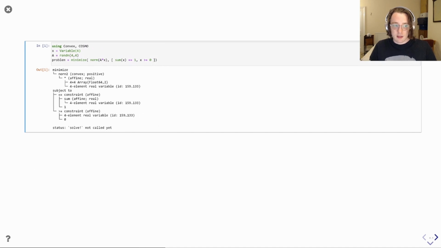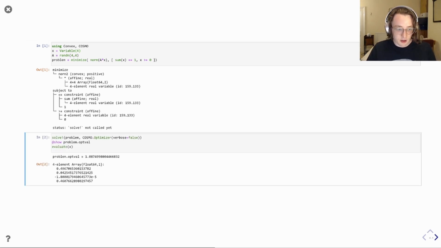Okay, so let's see an example. It's pretty abstract. So here I'm going to use Cosmo. It's a pure Julia solver, which is pretty cool. My variable will be x. It's just a vector of length 4, so it's just Variable(4). A I just chose as a random matrix just for this example. And our problem is we're going to minimize the norm of A times x, subject to two constraints, that x is non-negative and sums to 1. And so we haven't solved our problem, we just wrote it down, and it prints it out in a nice way, this little tree that kind of shows you how Convex is representing it.